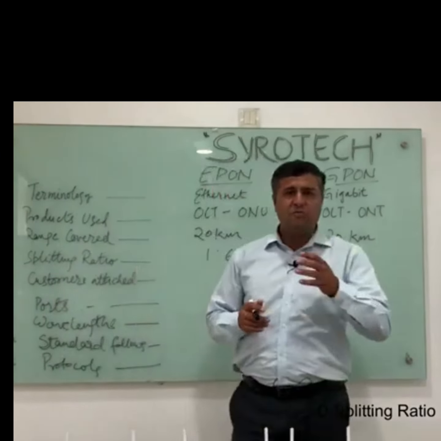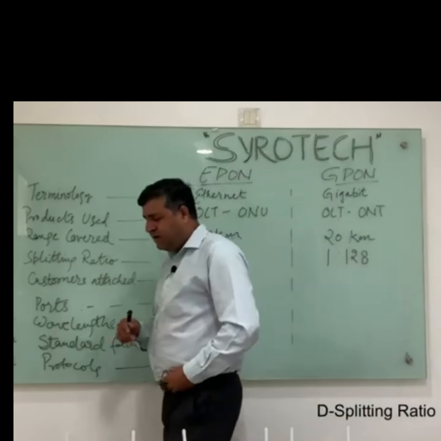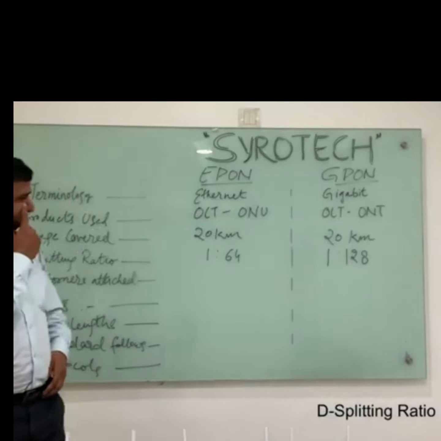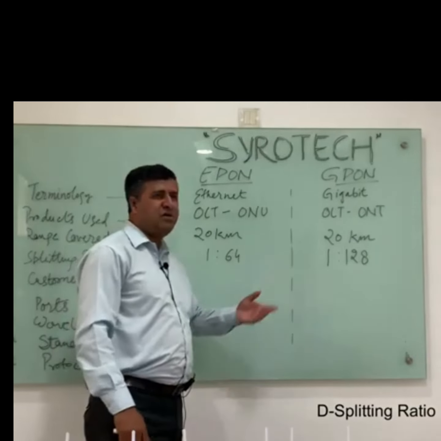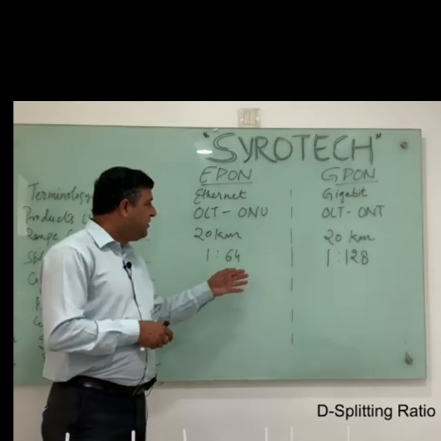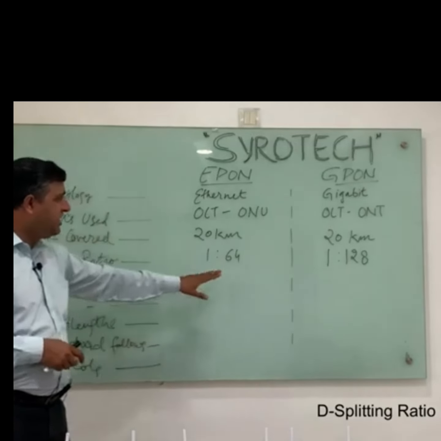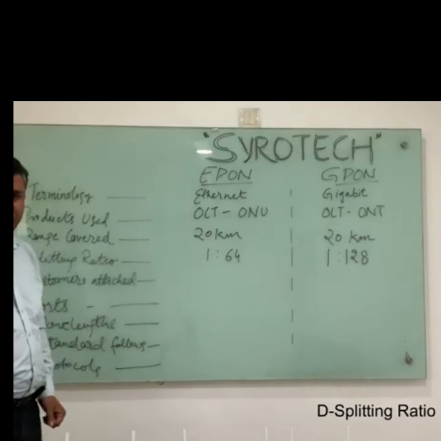Similarly, in GEPON, now here you will find the basic difference. Here we can use 128 customers. It is actually the standard, but when you use it, you will not find that many connections. Hardly, the maximum which I have seen is 115 or 118. So this is the basic difference between EPON and GEPON. Here you can go with 128 customers along with GEPON technology.